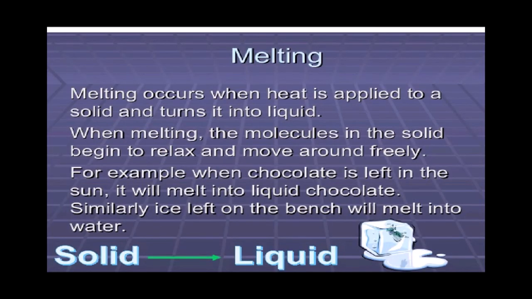Melting occurs when heat is applied to a solid and turns it into liquid. When melting, the molecules in the solid begin to relax and move around freely. For example, when chocolate is left in the sun, it will melt into liquid chocolate. Similarly, ice left on the bench will melt into water.